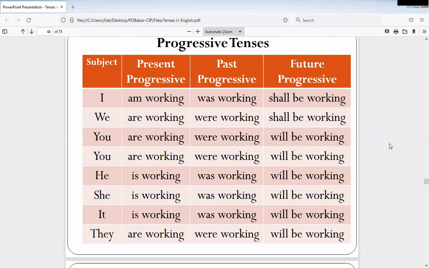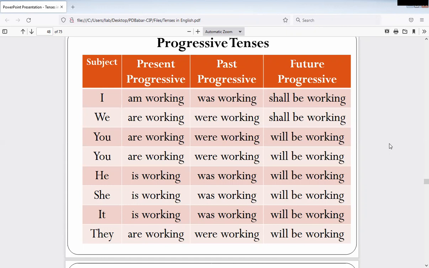Then for it, we use is, was, or will. So it is working. This is the present progressive. It was working. This is the past progressive. It will be working. This is the future progressive.